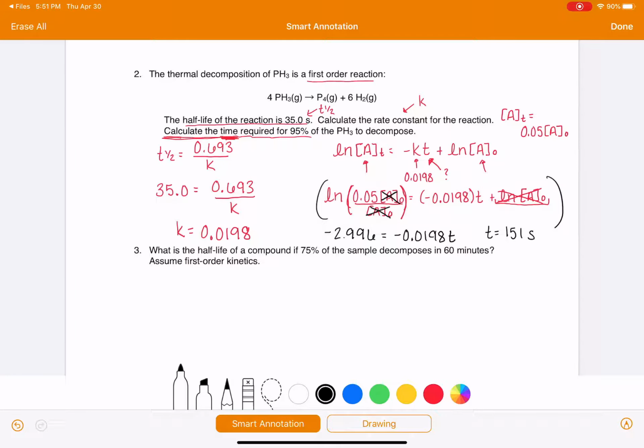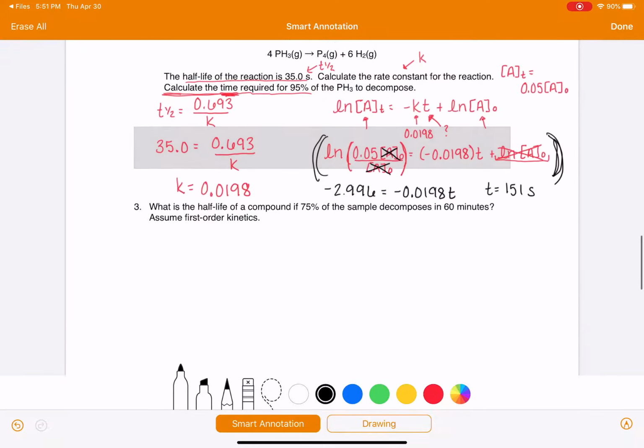And again, if this step here where I moved the natural log from the right side to the left side, if that blew your mind, go back to your notes for 19.5, the derivation of the half-life for the first order reaction, because in that derivation, I went more slowly with that particular step.